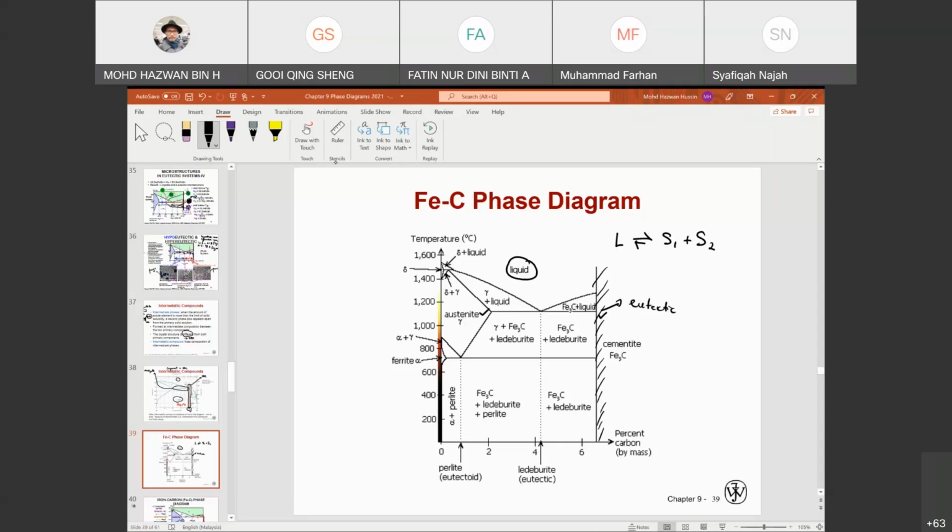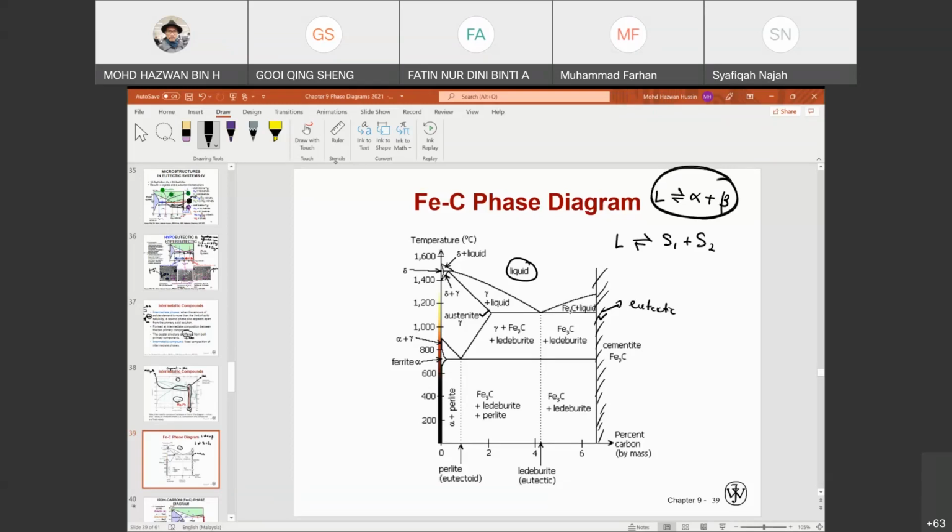So in this iron-carbon phase diagram, as for binary eutectic, we have seen the eutectic reaction will be liquid, double-headed arrow, alpha plus beta. This is the reaction for eutectic, and probably for the lead-tin phase diagram, maybe we use the term alpha beta.